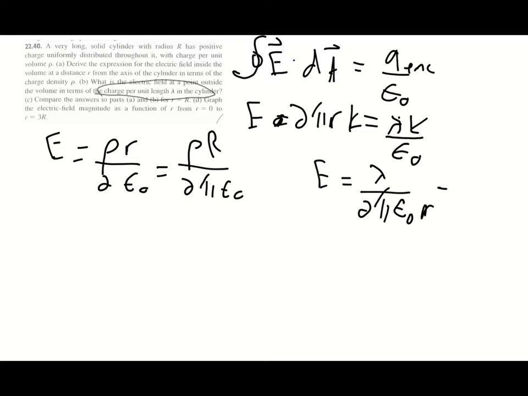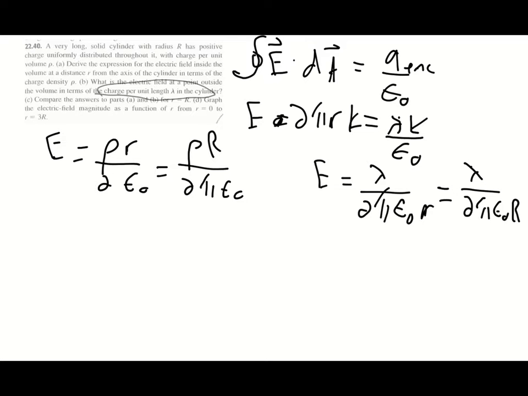And this becomes lambda over 2 pi epsilon naught capital R. Okay. And let's define what these things are. Remember that rho is a charge unit density. So it's going to be the total charge divided by the entire volume of the cylinder.